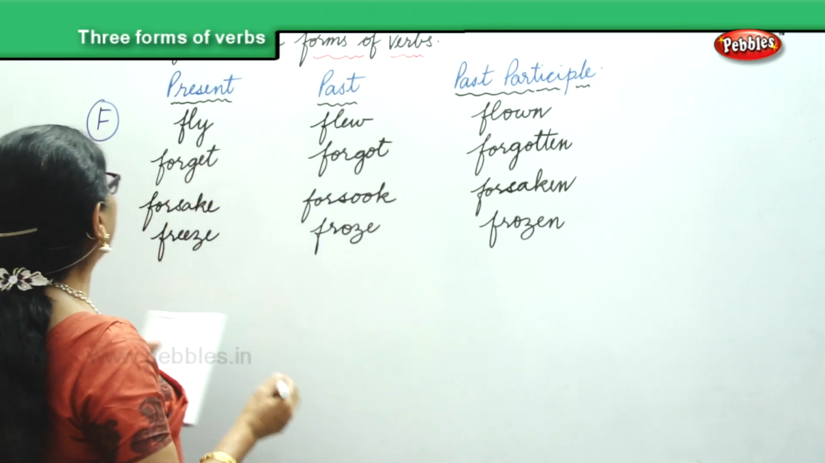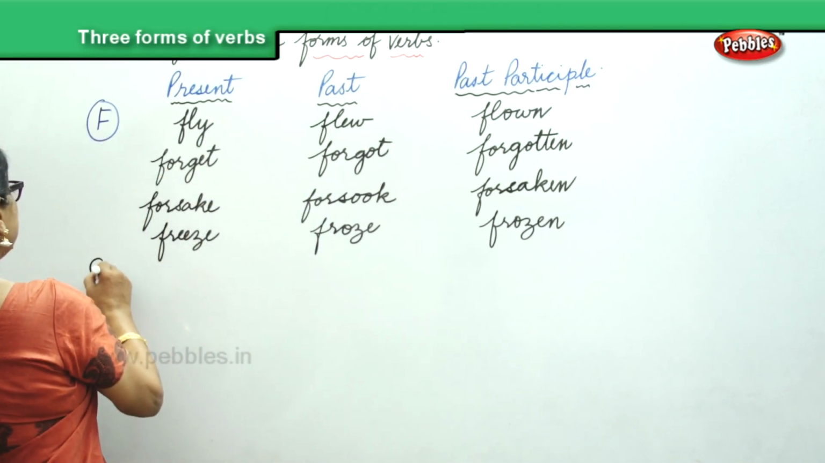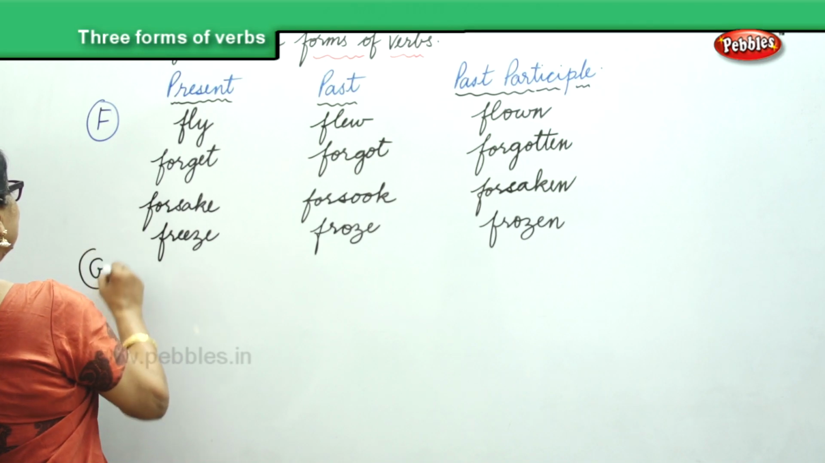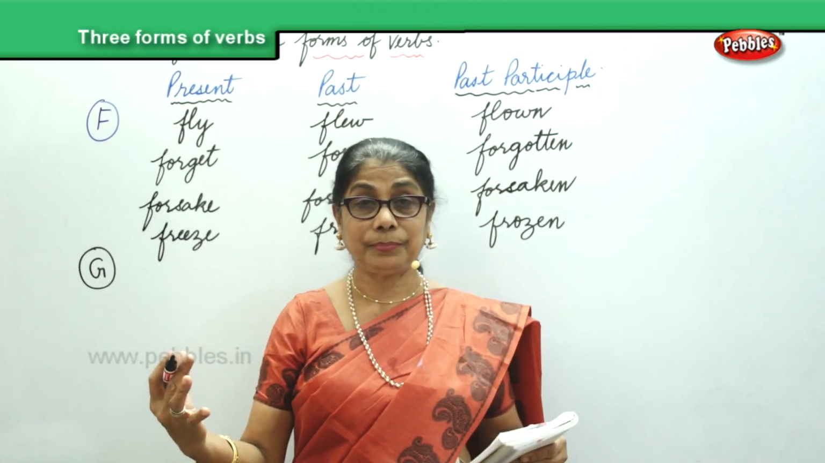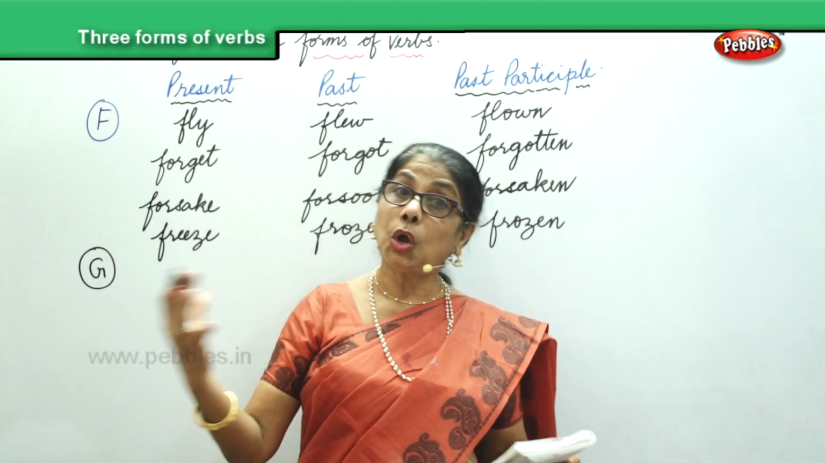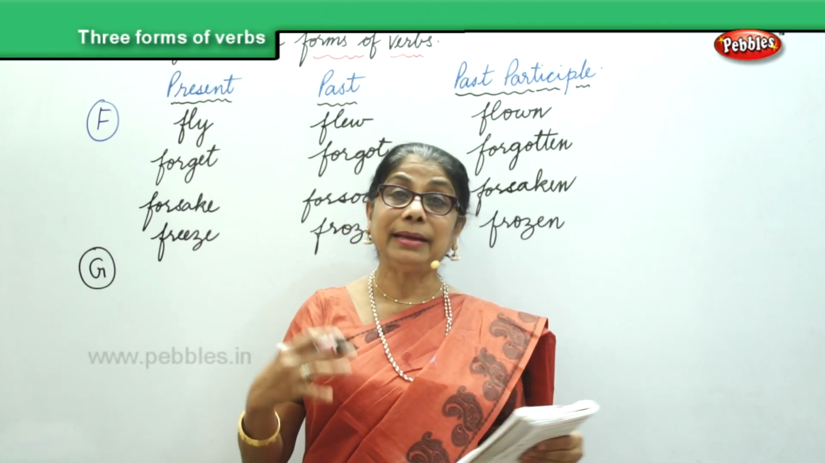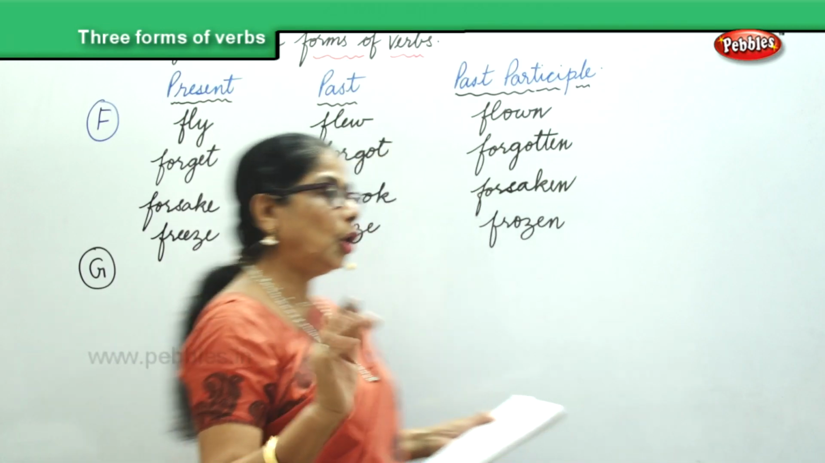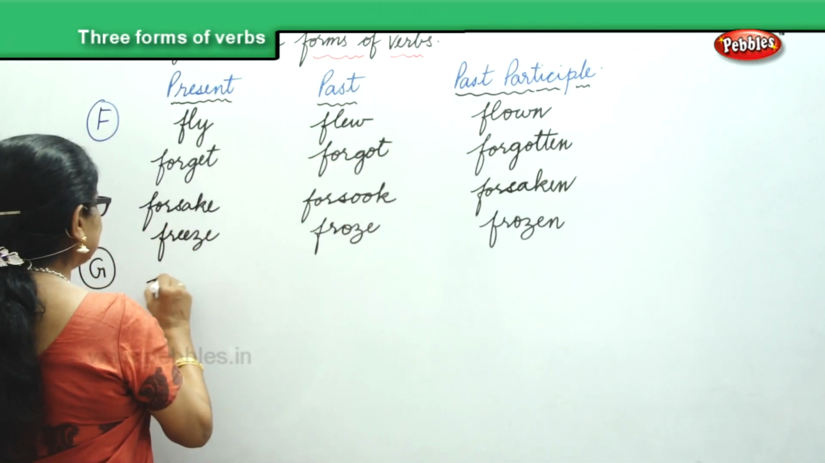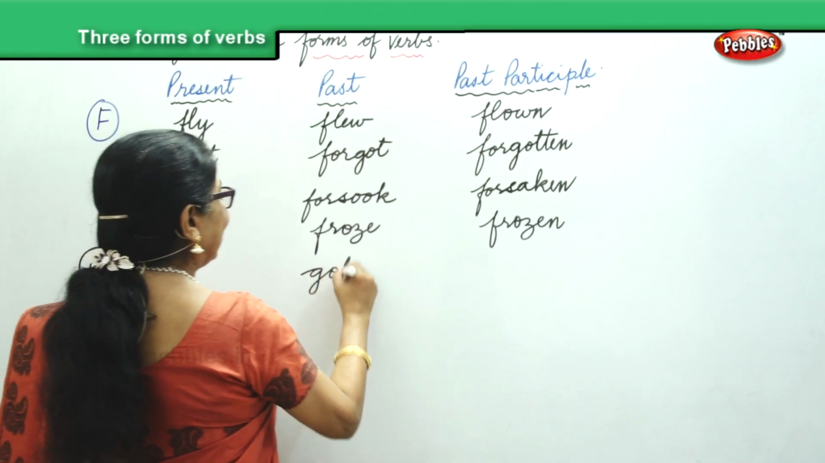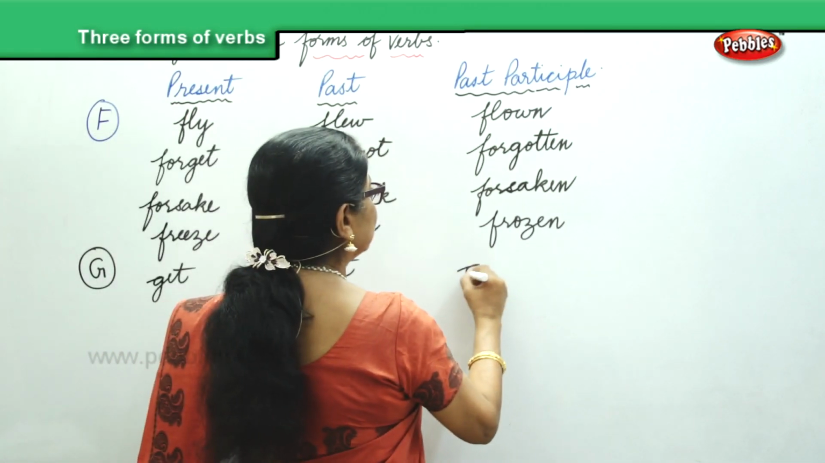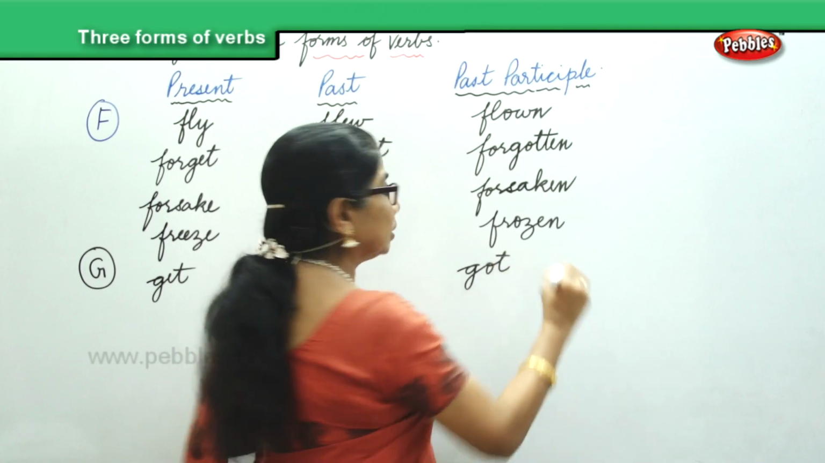Now next we have G. In the G category, let's see the words we have here. Get, present, got, past, and again the past participle, got. Get, got, and in the past participle also it is got.